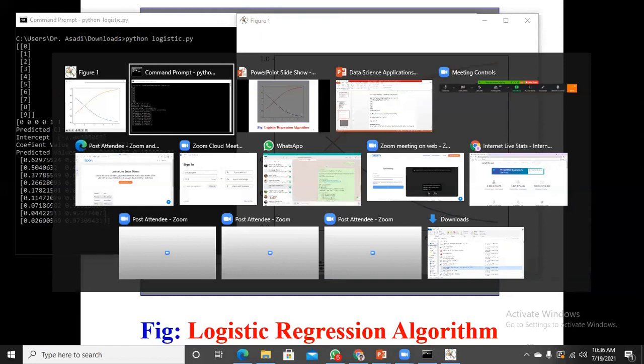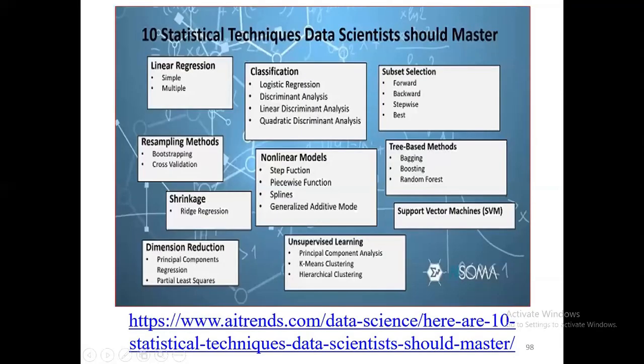Okay, so now see what are the top 10 statistical techniques: linear regression, resampling methods, shrinkage, dimension reduction, classification, non-linear models, unsupervised learning, tree-based methods, support vector machine.